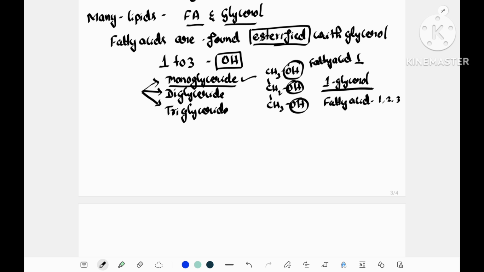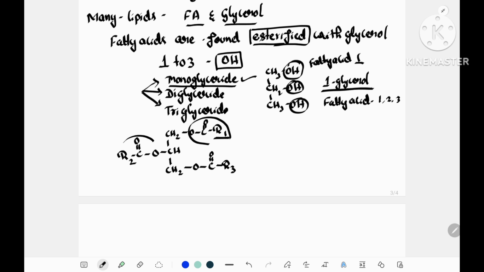So that is about the monoglycerides, diglycerides and triglycerides we studied. And in your diagrammatic part, they have given the structure of a triglyceride like this. Here you could see this is R1, that is a fatty acid, a carboxyl group linked with the R group, which means a fatty acid. This is fatty acid 1, this is fatty acid 2 and this is fatty acid 3. So it is a triglyceride.